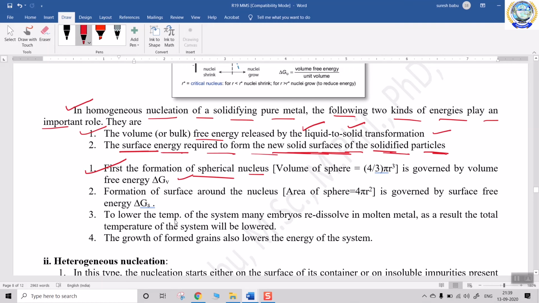To lower the energy of the system, many embryos redissolve in the molten metal. As a result, the total energy of the system will be lowered. Is that clear? Finally, the growth of the formed grains also lowers the energy of the system. It is a small point. The increase of solid surface will also lower the energy of the system.